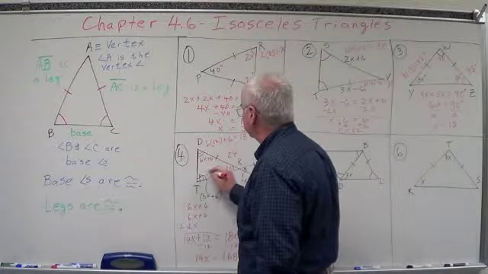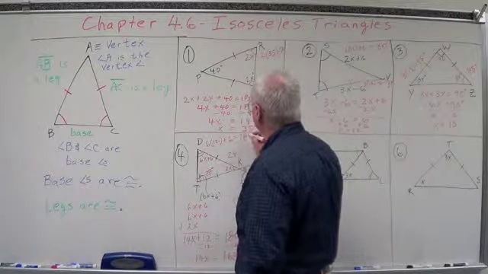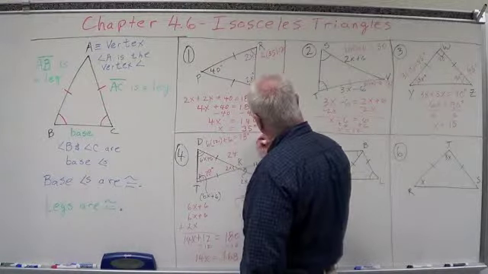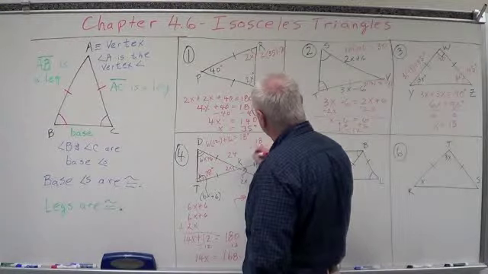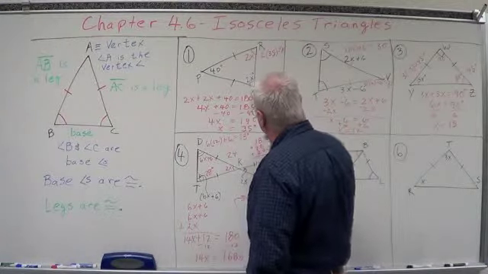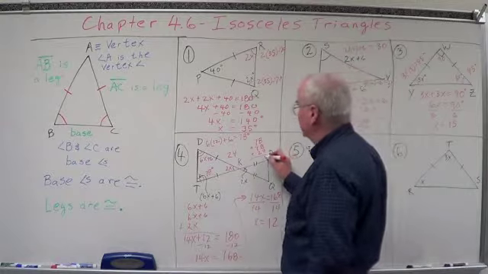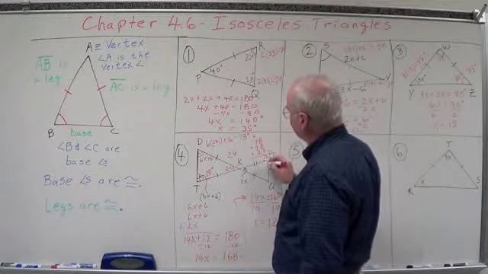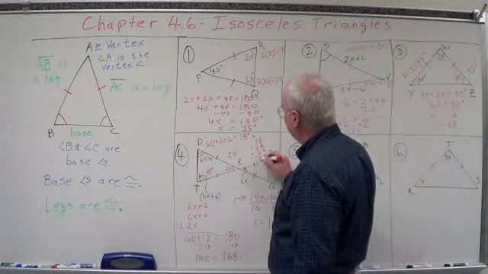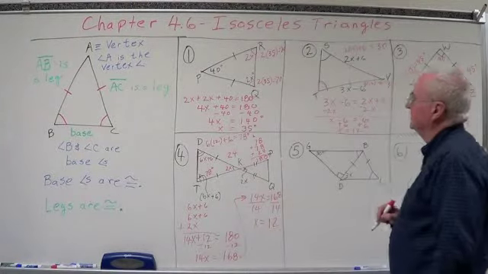That means this has to be 78. Well, 78, let me see, let's go over here. 78 plus 78 plus 24. 16 plus 4 is 20. Carry the 2. Oh, 9 and 9 is 180 degrees. Okay?